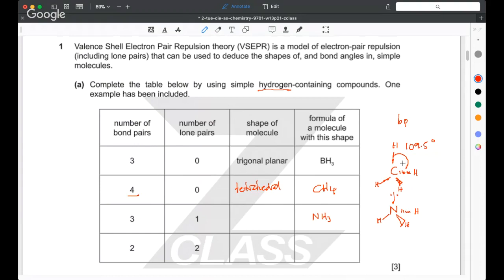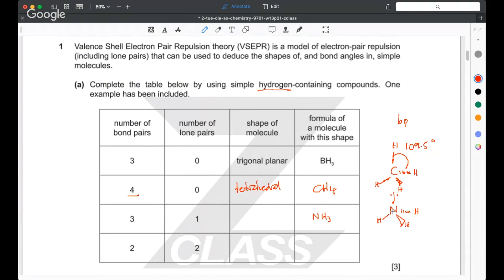But you have to remember that there's a stronger repulsion between a lone pair and a bond pair, than there is between a bond pair and a bond pair. And that means that these bonds are squeezed close together because of the stronger repulsion between the lone pair and the bond pair. Now, they're not asking for bond angles here, I'm just mentioning it.